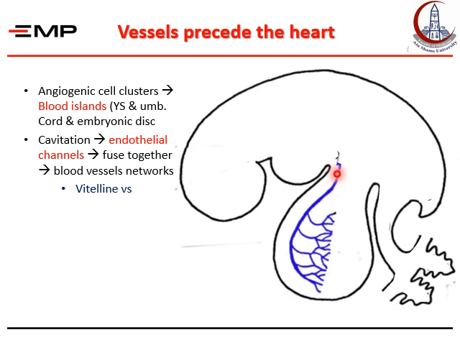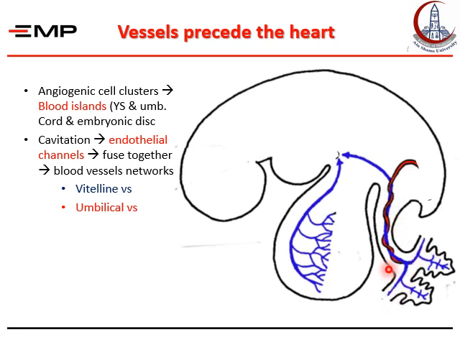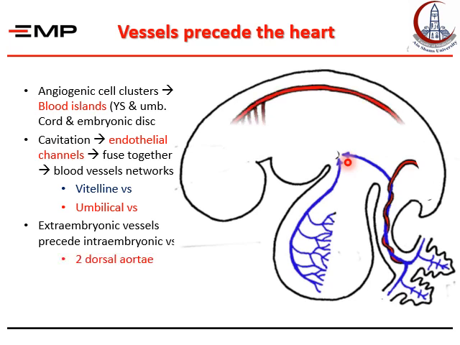This is the vitelline vein coming from the yolk sac, going into the body of the embryo. And these are the umbilical vessels coming from the placenta and also going to the inside of the embryo. Extraembryonic vessels appear first, and then later intraembryonic vessels also appear.